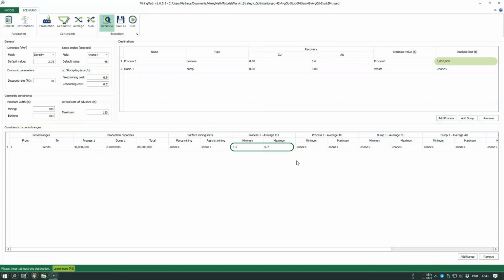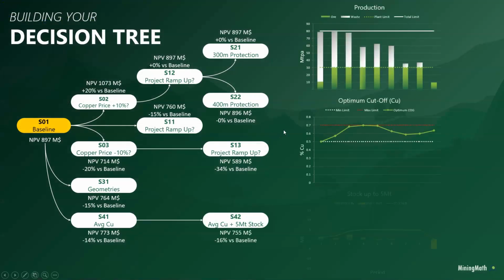Okay, and what if we reduce? We cannot have such a stockpile. We should work with the limit of 5 million tons. Okay, let's change. How does this affect the project? Here we can see that the grades are being controlled. The optimal cutoff also has changed slightly, especially for the last period. Also the production profiles are changing, and here we can see that the stockpile is now limited to 5 million tons.